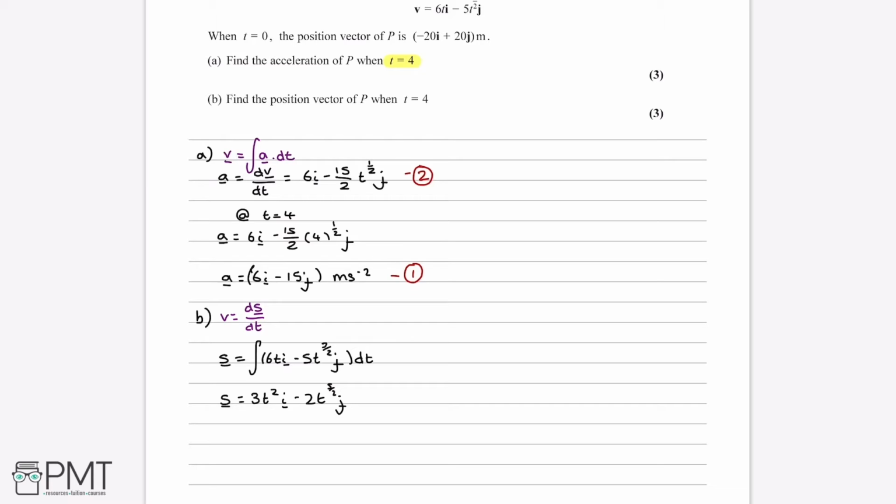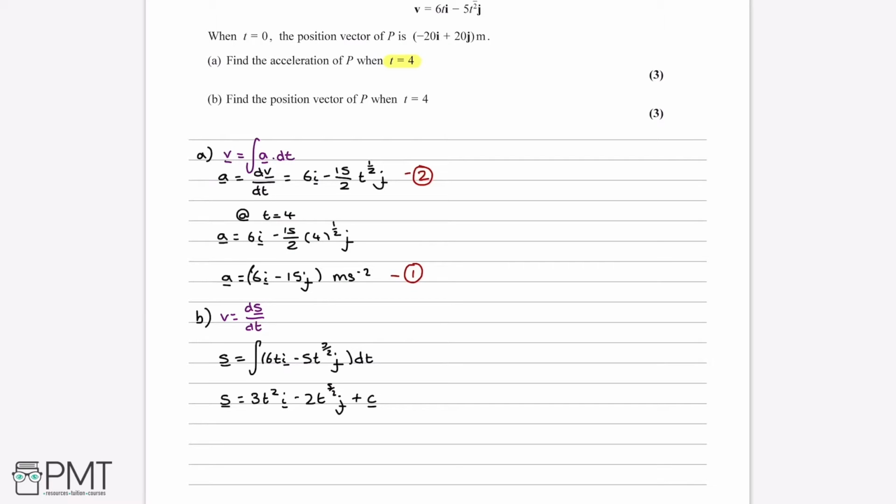And then because this is integration, we need a plus c. But the difference with integrating vectors is that the c is also a vector. When we find what c is, which is what we're going to need to do in a minute, c will have an i and a j term involved with it. So now we have this expression for the position vector of P, but we don't know what c is, and that's what we need to find now.